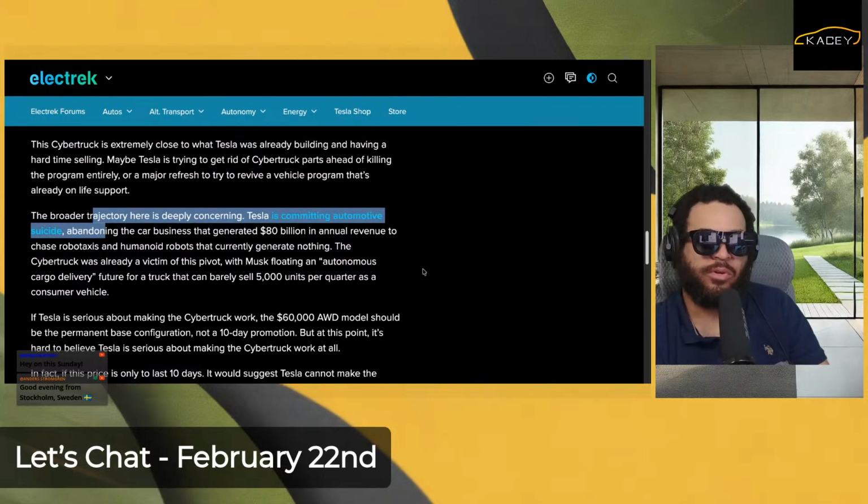The broader trajectory here is deeply concerning. Tesla's committing to automotive suicide, abandoning the car business that generated $80 billion in annual revenue to chase robotaxis, humanoid robots that currently generate nothing. The Cybertruck was already a victim of this pivot, and Musk is floating an autonomous cargo delivery vehicle for a truck that can barely sell 5,000 units per quarter as a consumer vehicle.